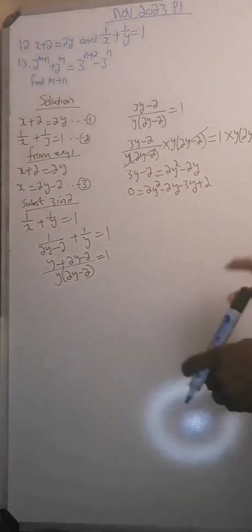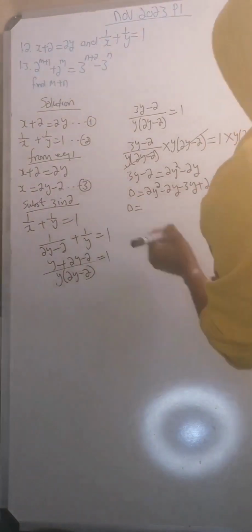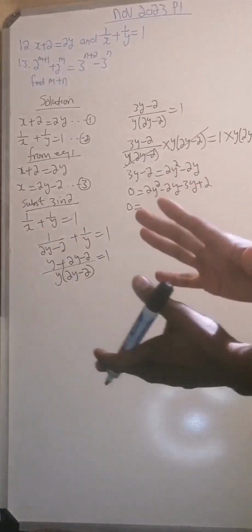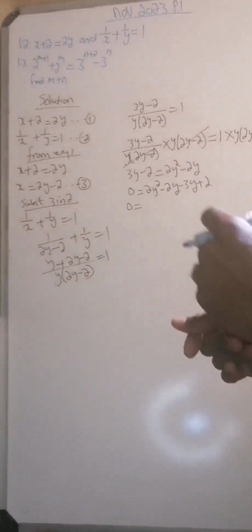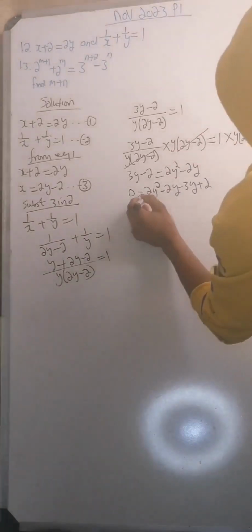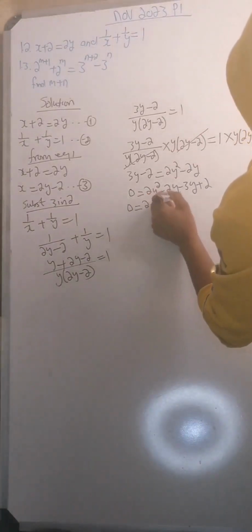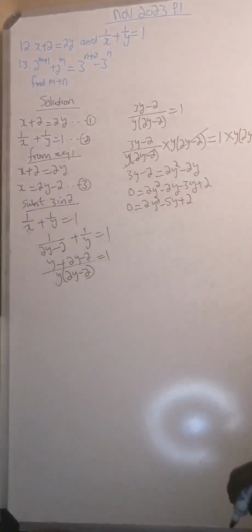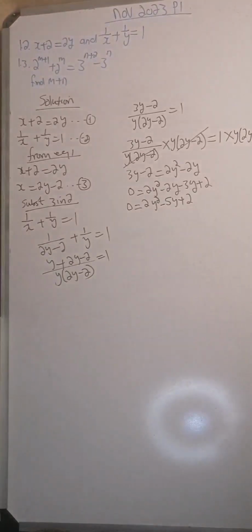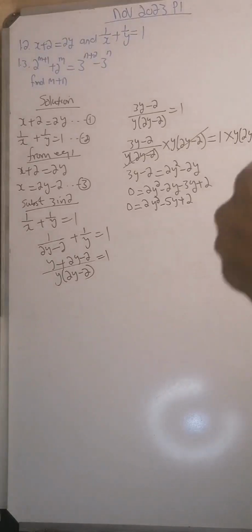Right, from here we can try and simplify things. I have my 2y squared minus 2 minus 3, which is minus 5, so I have 2y squared minus 5y plus 2. Now I have a quadratic, and the coefficient of y squared is 2. This becomes a little bit tricky for many of the students, but worry not, Mageba is here.